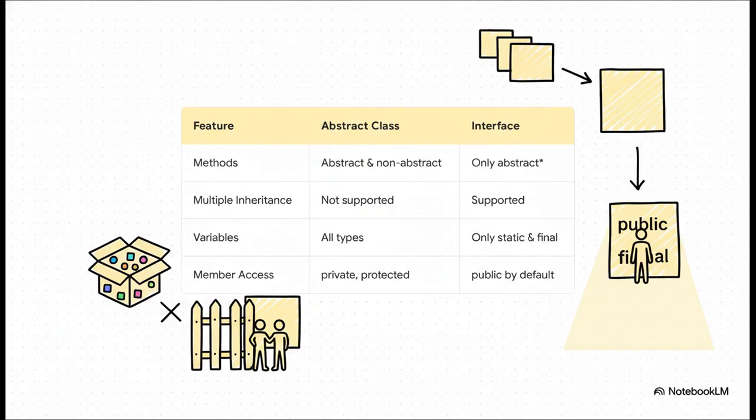Now look at variables. Abstract classes can have all kinds of member variables, while interfaces are stuck with public static final constants. And finally, access. With abstract classes, you can have private or protected members to hide parts of your implementation. With an interface, everything is public by default.